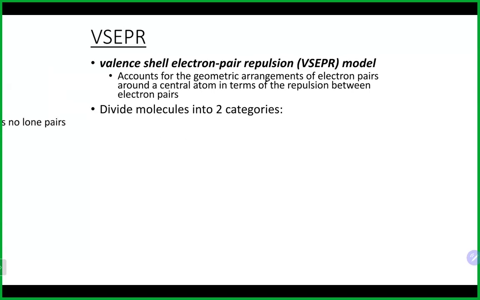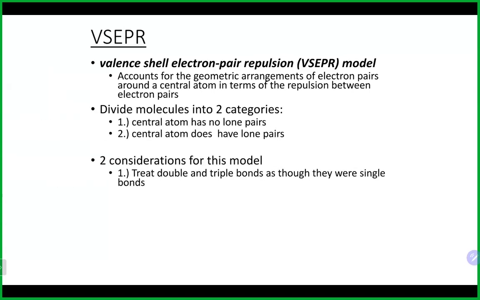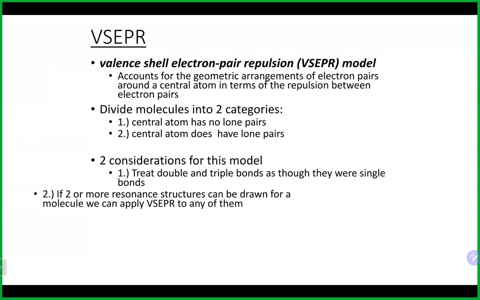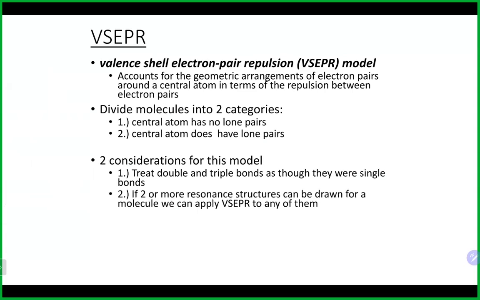The geometry here that we're going to talk about is VSEPR, which stands for valence shell electron pair repulsion model. And it's really divided into two types of categories. When you draw your Lewis structure, either your center atom has no lone pairs, so no dots on the central atom, or your central atom does have lone pairs, so dots on the central atom. We are going to talk about two types of geometries. You will be responsible for just one of them, but we're going to talk about both.